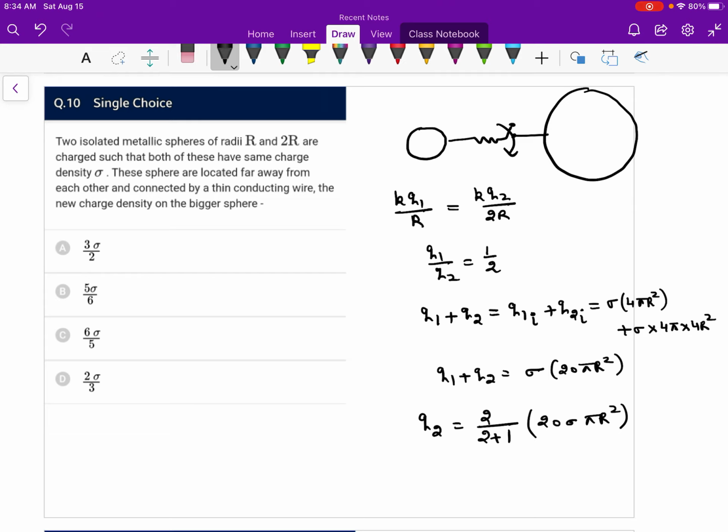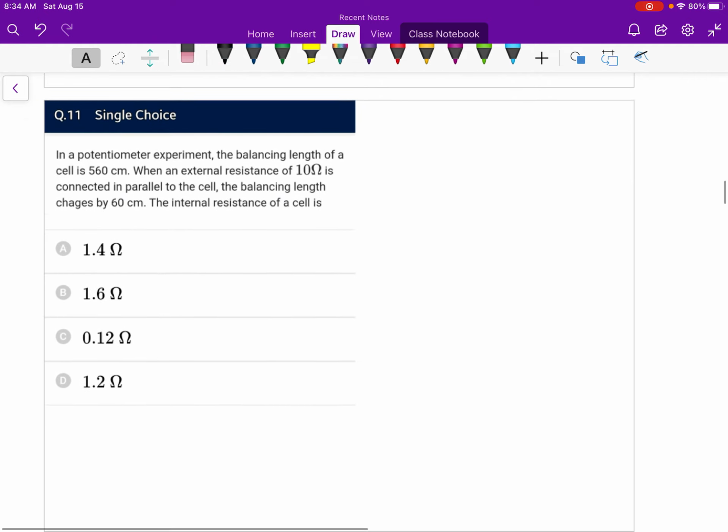Now for density, sigma 2 is equal to Q2 upon 16 pi R square. So that is 40 by 3 sigma pi R square upon 16 pi R square. So 8 5s are 40, 8 2s are 16, pi R square cancel. So this is 5 by 6 into sigma. So the charge density on sphere 2 is 5 by 6 sigma.